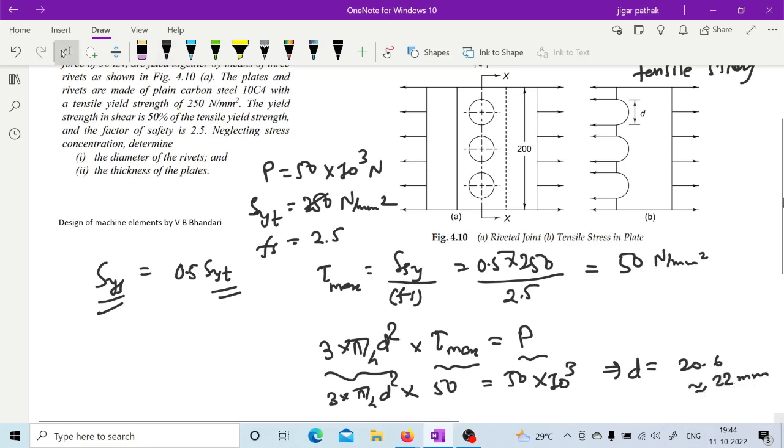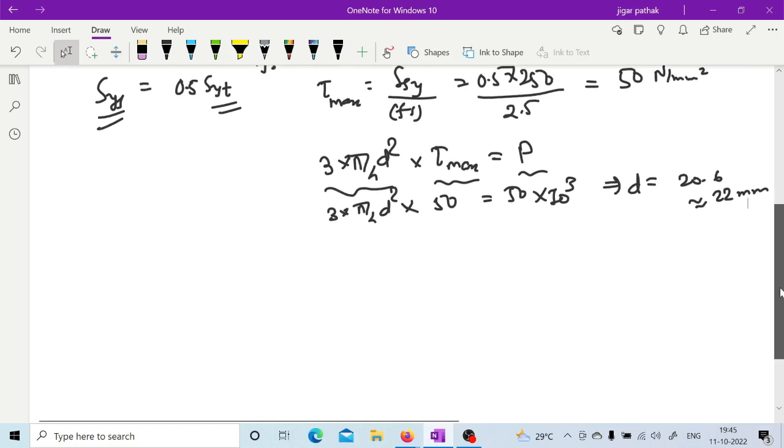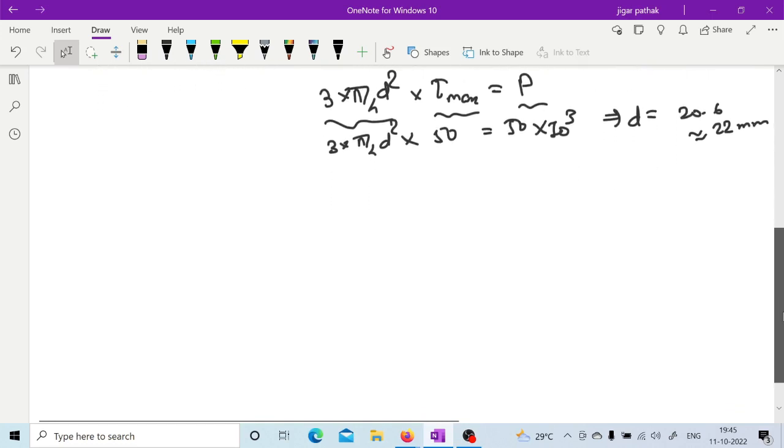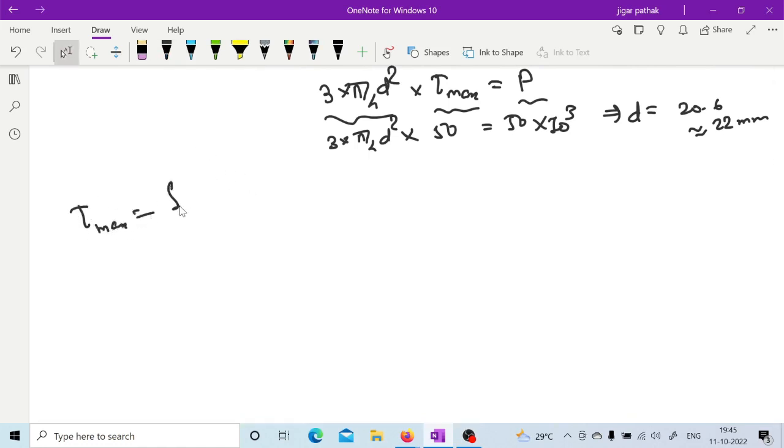So as you have considered the shear strength for the design of the rivet, for the design of the plate you are going to consider the tensile strength, right? As tau max you have calculated from SSY upon factor of safety.